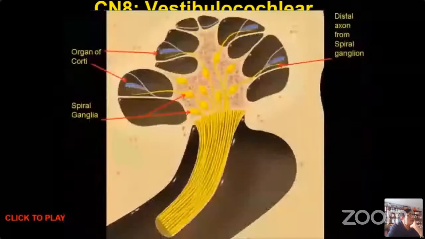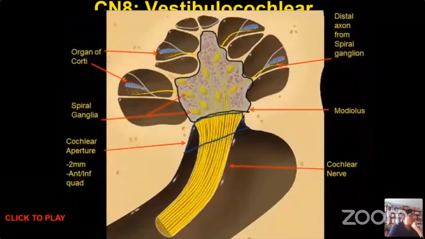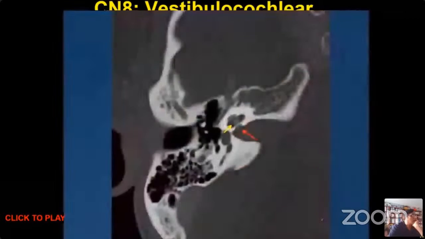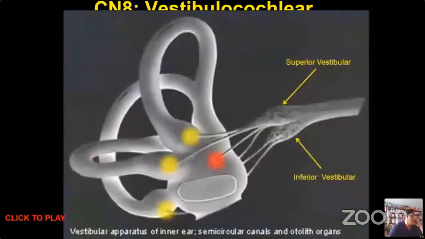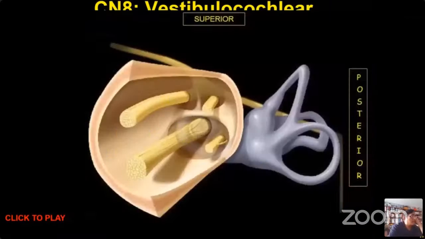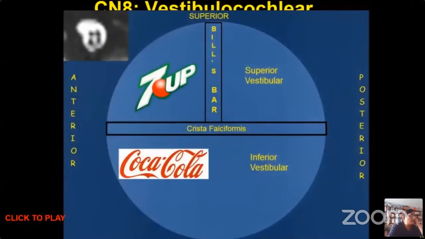That's the organ of Corti. See very well here. From there, the hearing goes through the modiolus, the cochlear nerve, and it goes to the cochlear aperture. This is the cochlea, basal turn, and then for equilibrium, the three semicircular canals do the job. This is cranial 7. This is the cochlear nerve, superior vestibular segment, inferior vestibular segment. That's the crista galli, which divides the two.